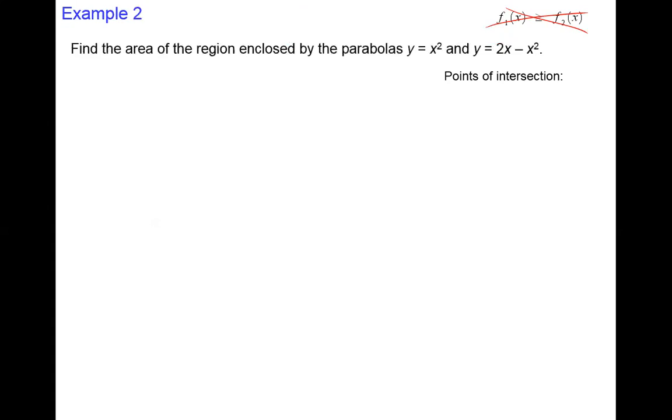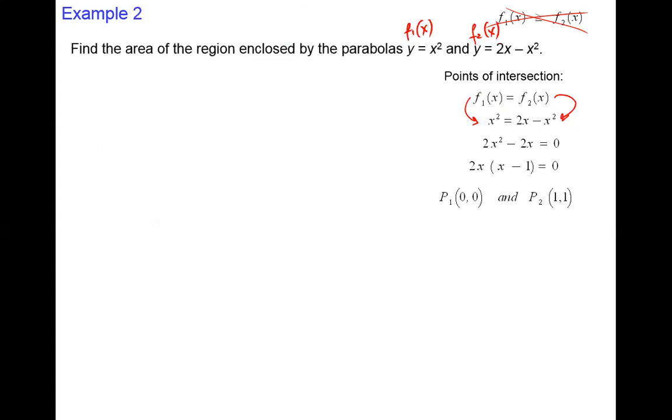So points of intersection means that the first curve must be the same as the second one: x squared equals 2x minus x squared. I can move all of the terms to the left-hand side, factor out 2x, and I have 0 and 1.